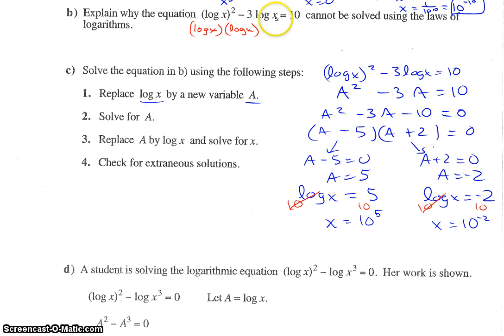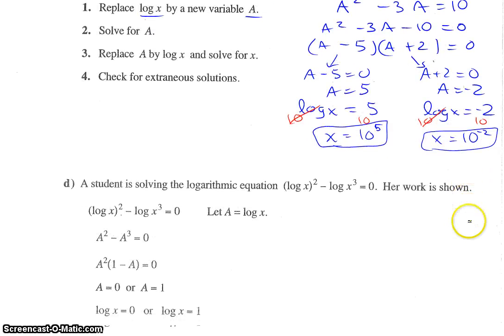Okay, if we look back, our domain was x greater than 0 for both of those. So are both those answers greater than 0? This one definitely. Okay, 10 to the negative 2 is the same as 1 over 100. So yeah, that one's fine too. All right, good job. So let's look at example D.